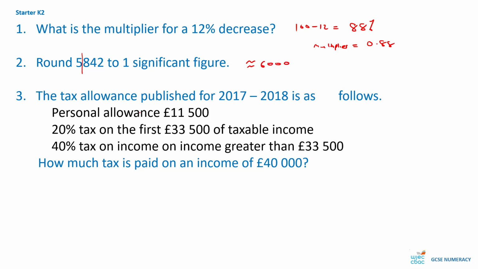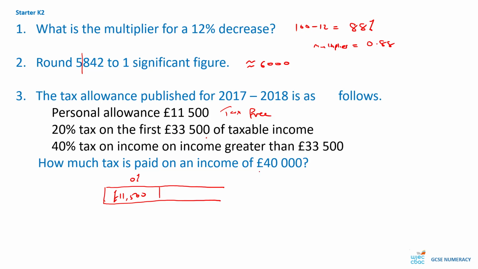Okay. Tax allowance for 2017-18 is as follows. We've got a personal allowance 11,500, 20% on the first 33,500, and then 40% on income greater than 33,500. So if we use a bar to illustrate the amounts of money, you get a personal allowance, so that's tax-free, of 11,500. So that's 0%, no tax. And then on the next 33,500, we pay 20%.